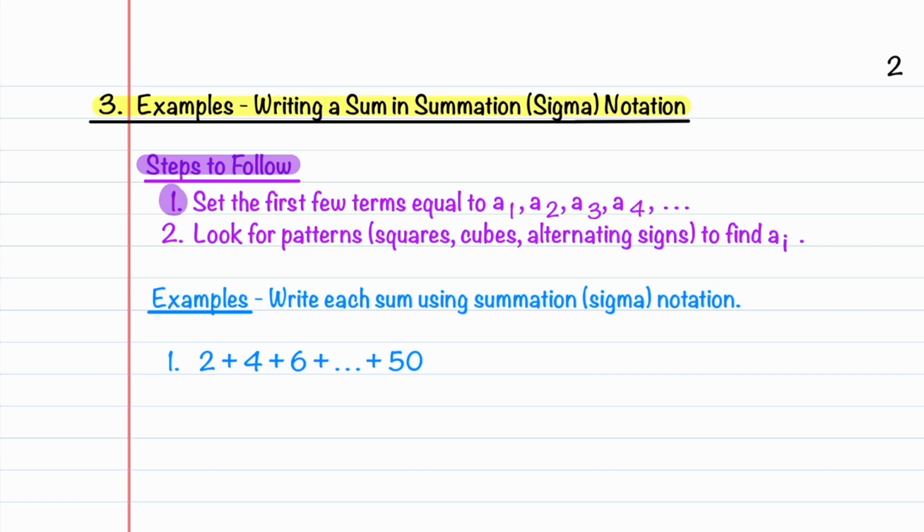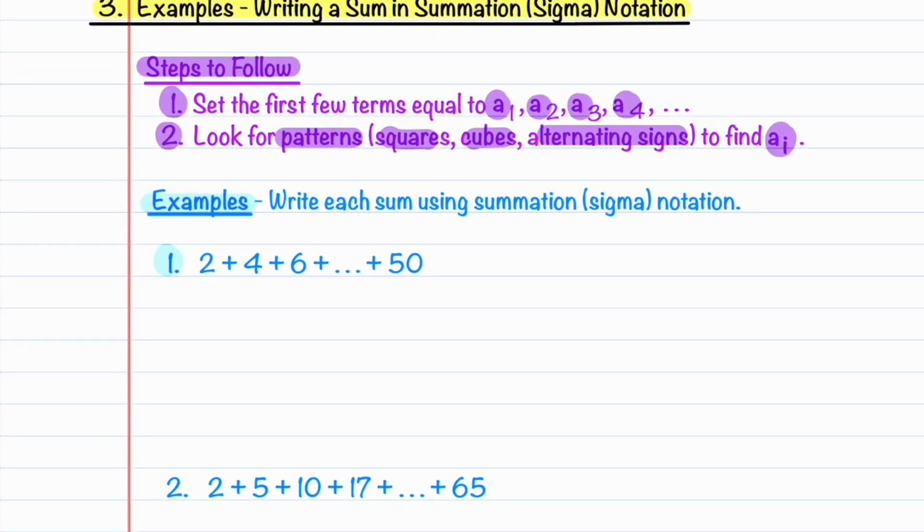The first step that we're going to do is we're going to set the first few terms equal to a1, a2, a3, a4, etc. And then what we're going to do is we're going to look for patterns. We're going to look for squares, cubes, alternating signs, and see if we can find the term a sub i that goes in the summation.